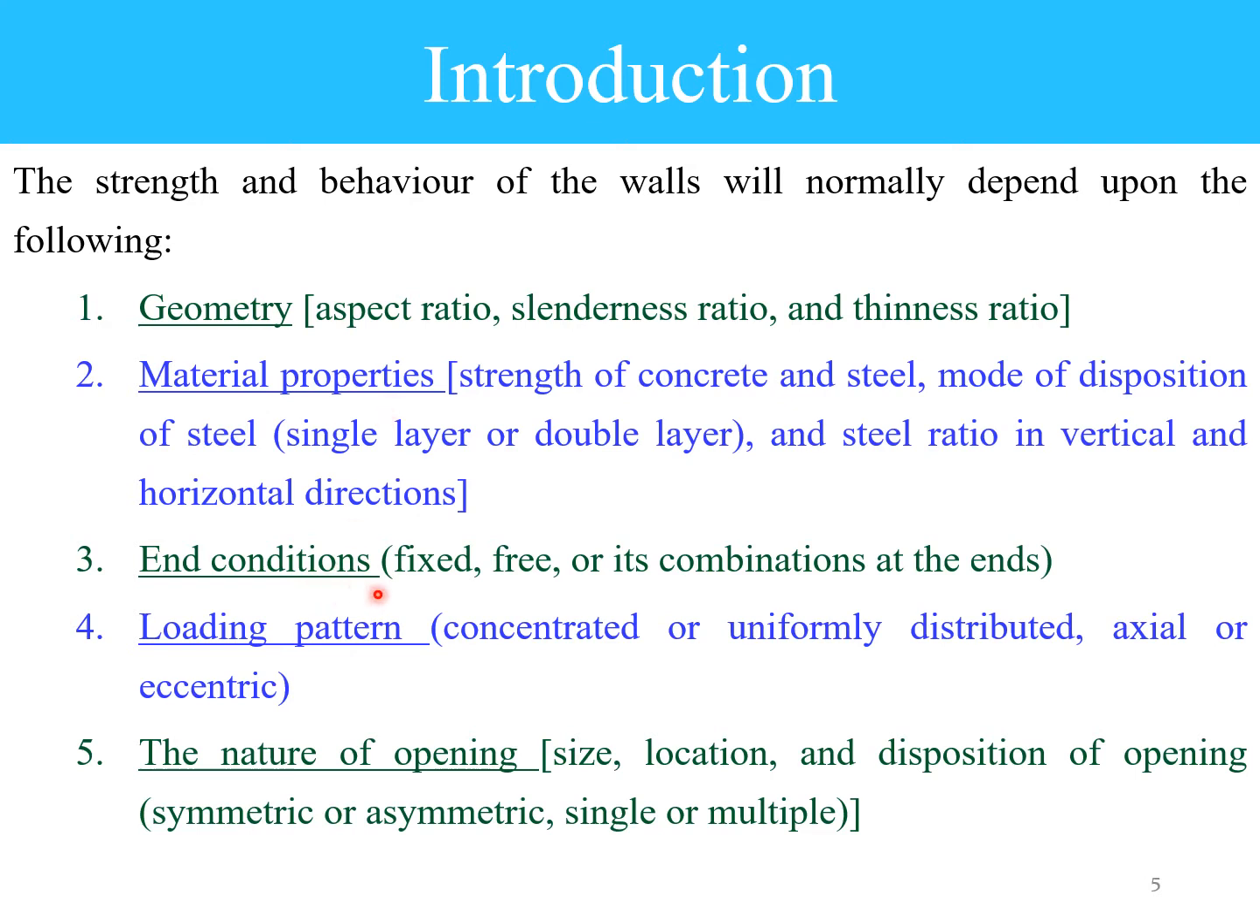End conditions: it is nothing but fixed, free, or a combination of these ends, etc. Loading pattern: that is, concentrated loads, uniformly distributed loads, axial loads, or eccentric loads, etc. Next, nature of openings: that is, size and location of my openings, for example door openings, window openings, locations, dislocation of openings, and symmetrical and unsymmetrical arrangements. That is, I may have a symmetrical opening on both faces of my cross section with reference to the CG, or I may not have the same symmetrical arrangement. These things decide the strength and behavior of my wall systems.